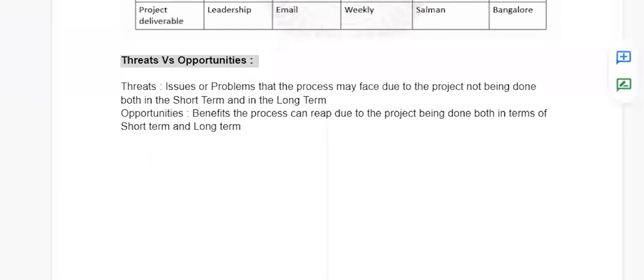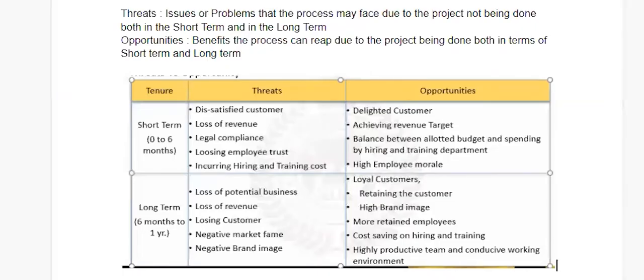So what are the problems the organization may face because I am not doing the project? It can be short-term problems I can face or long-term problems. And at the same time, if I do my project, in the short term, what benefits I will get, in the long term, what benefits I will get. Brand image and all will improve only in the long term, right? Immediately within 6 months, your brand image cannot improve. It will take up to a year. So certain things will happen in the long term, certain things will happen quickly in the short term. That is what is the difference. Short term versus long term. Understand?